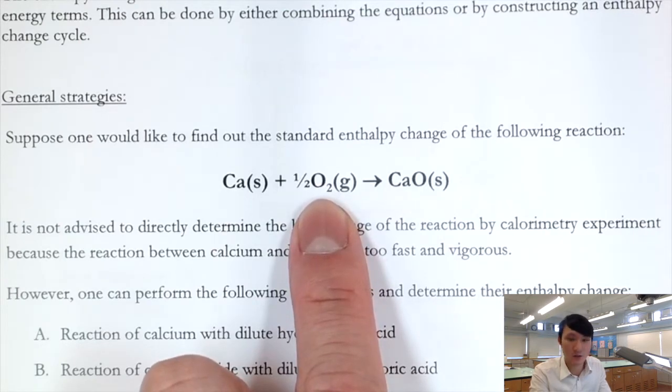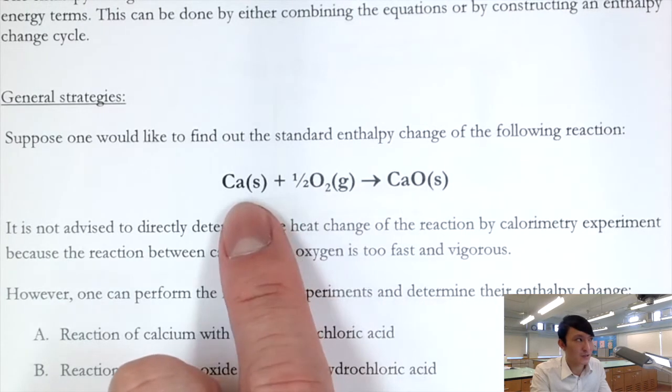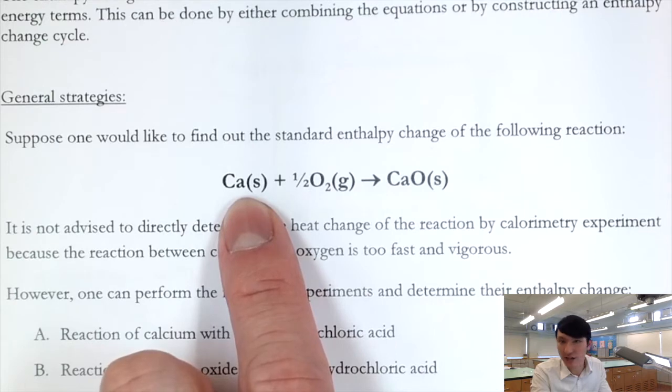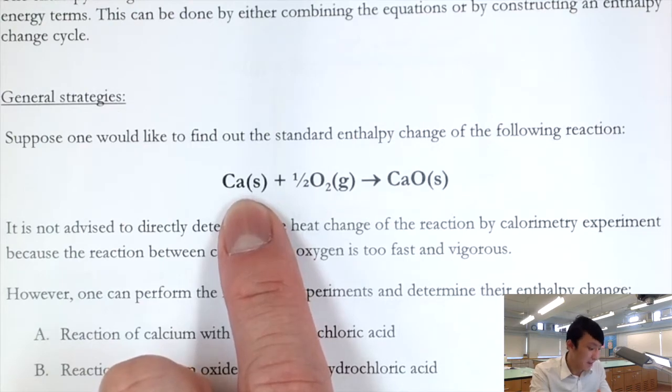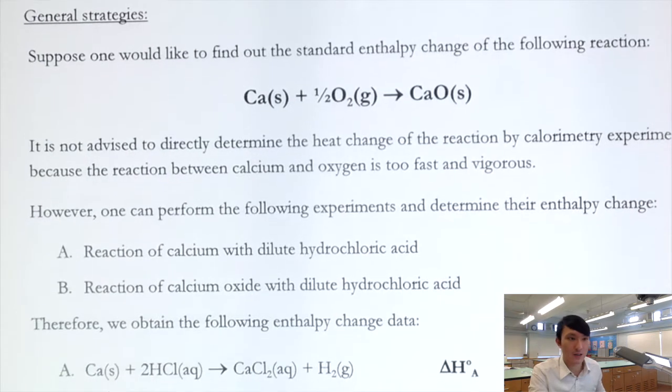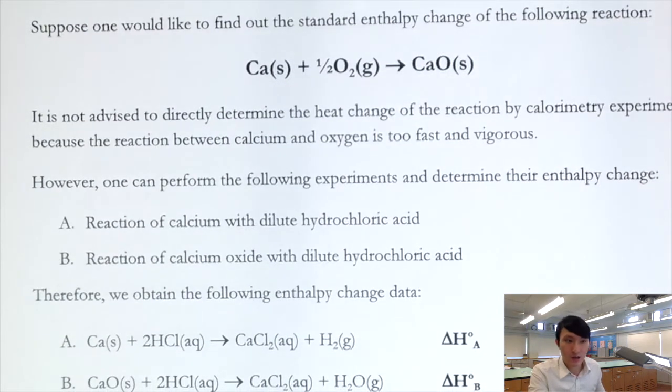It has a safety issue, and being such a fast reaction, it is quite difficult to measure the heat change. Also, because this reaction takes place so vigorously, a lot of heat is released, and calcium is able to react with nitrogen in the air to form calcium nitride. So we have a side reaction taking place. Therefore, a calorimetric experiment doesn't seem to be feasible. That's why we have to rely on Hess's law, we have to improvise, think about more than just one reaction, and see if other reactions are able to construct a cycle.